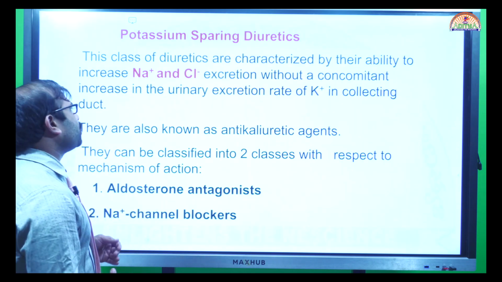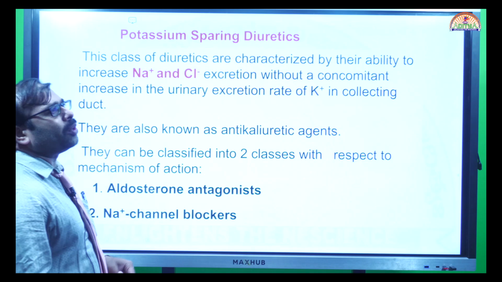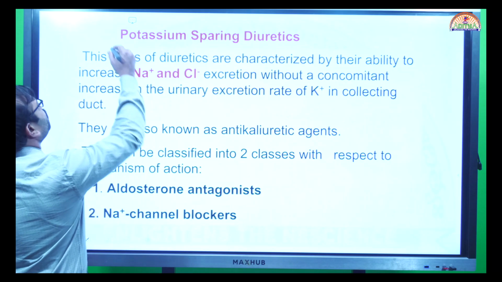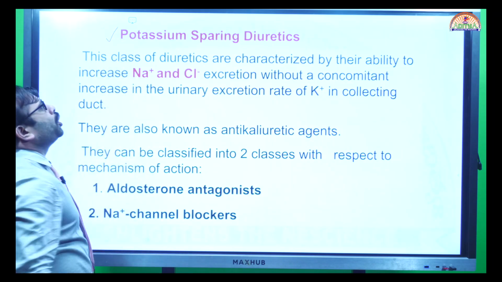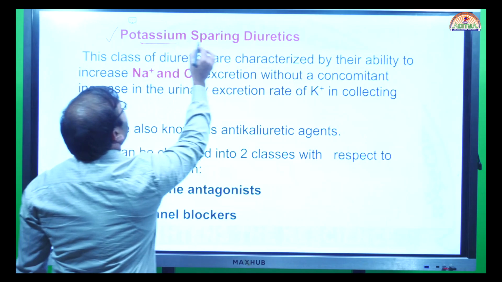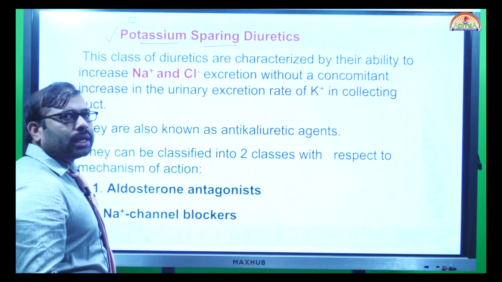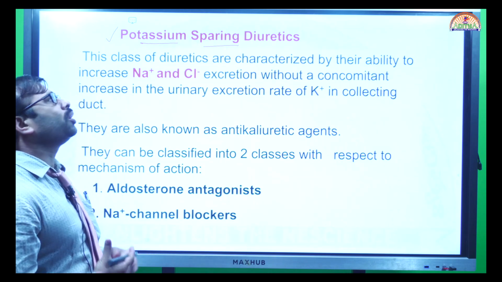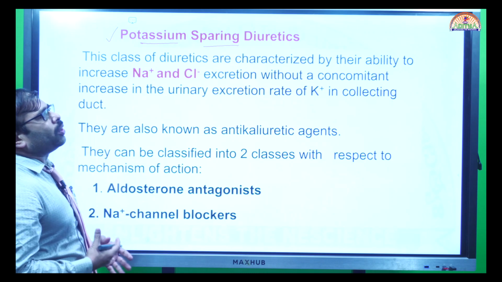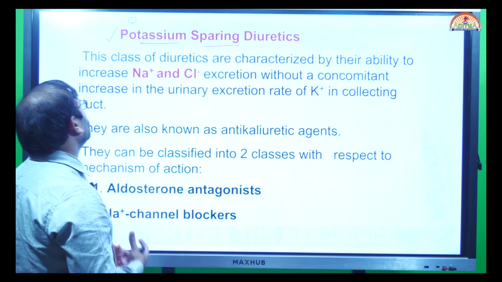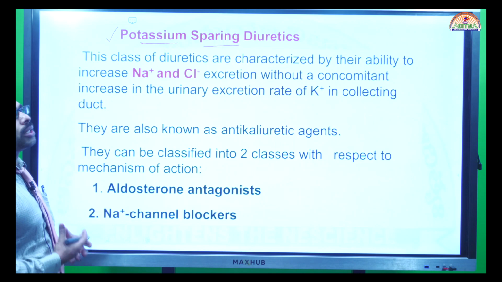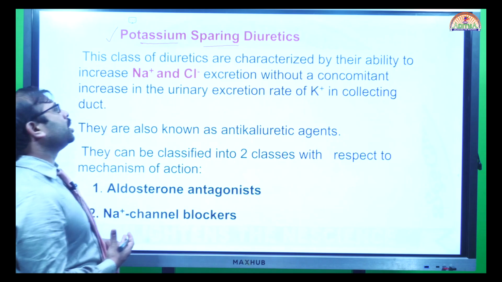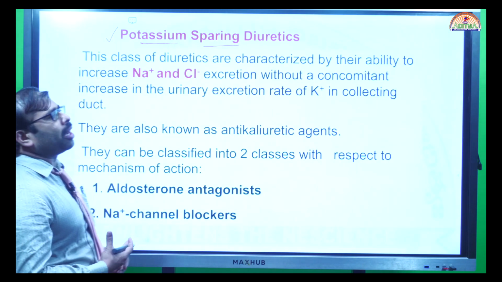Likewise, we have discussed many other classes of diuretics. In this section, we are going to especially learn about the potassium sparing diuretics. The name itself indicates it's potassium sparing, meaning they will spare the potassium ions and excrete both sodium and water in the urine. The class of diuretics characterized by the ability to increase Na+ and Cl- excretion without any concomitant increase in the urinary excretion rate of potassium ions in the collecting duct.